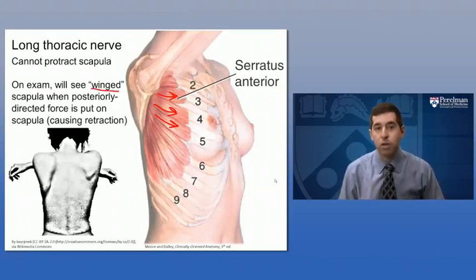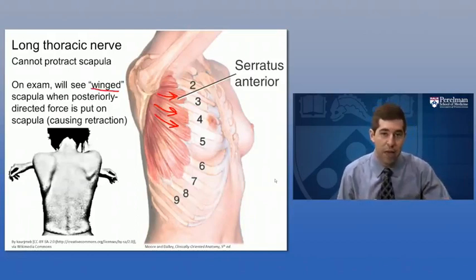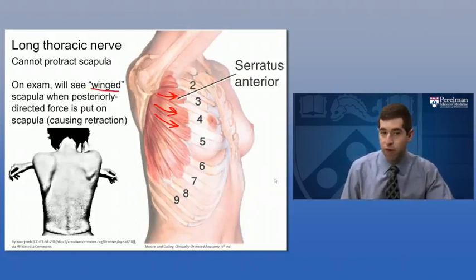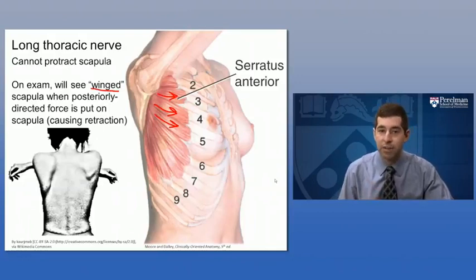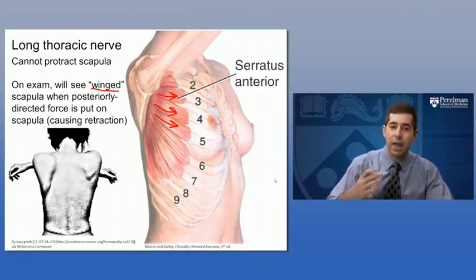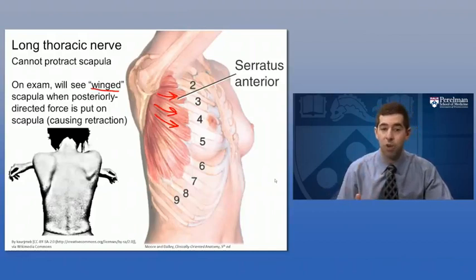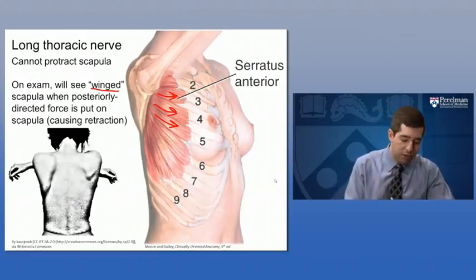A winged scapula will occur when we have a posteriorly directed force acting on that scapula, causing some forced retraction. Here, if the patient does not have the protractor active, if they can't contract that serratus anterior, then they have difficulty maintaining stability of the scapula on the posterior chest wall, and it begins to ride actually off of the posterior chest wall in, again, forced retraction. So you can see this effect here, this winging of the scapula.